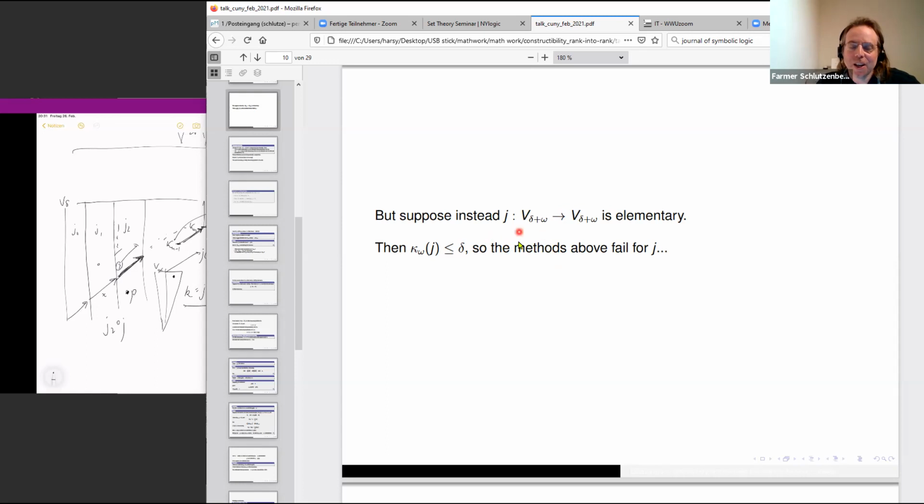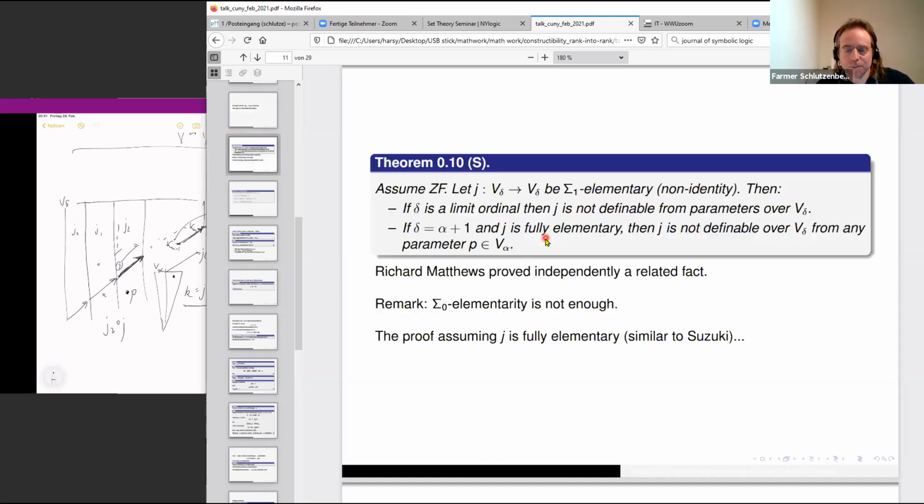Okay, so that's for an I3 kind of embedding, but suppose we're beyond there and we have J from V delta plus omega to itself. Now the critical sequence has to terminate strictly below the height of this V delta plus omega, less than or equal to this delta. So these methods we just used with the parameters, you can't find an iterate that has a critical point up above there. In fact, any elementary embedding from V delta plus omega into itself has critical point less than delta in this case. It can't be up here. So these methods won't work for this sort of embedding, and we need some other stuff. In the end, we'll get some answers for this as well.